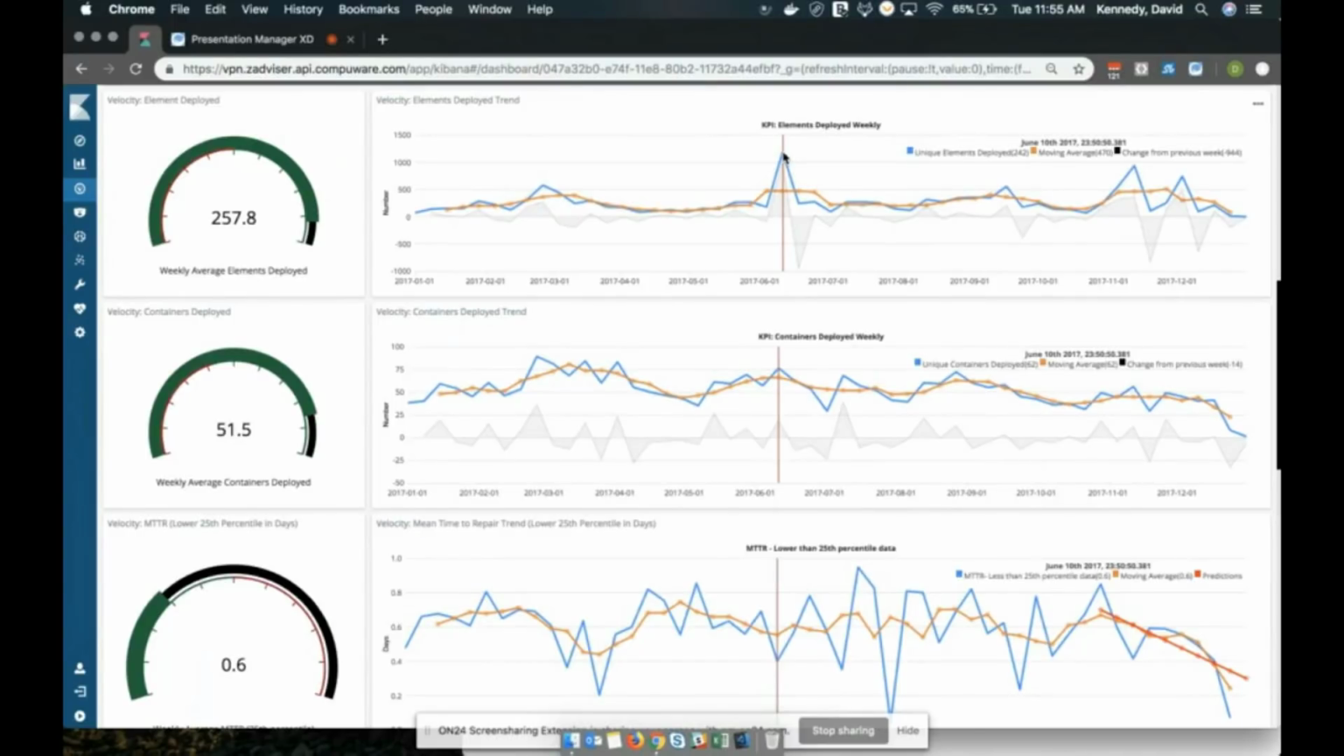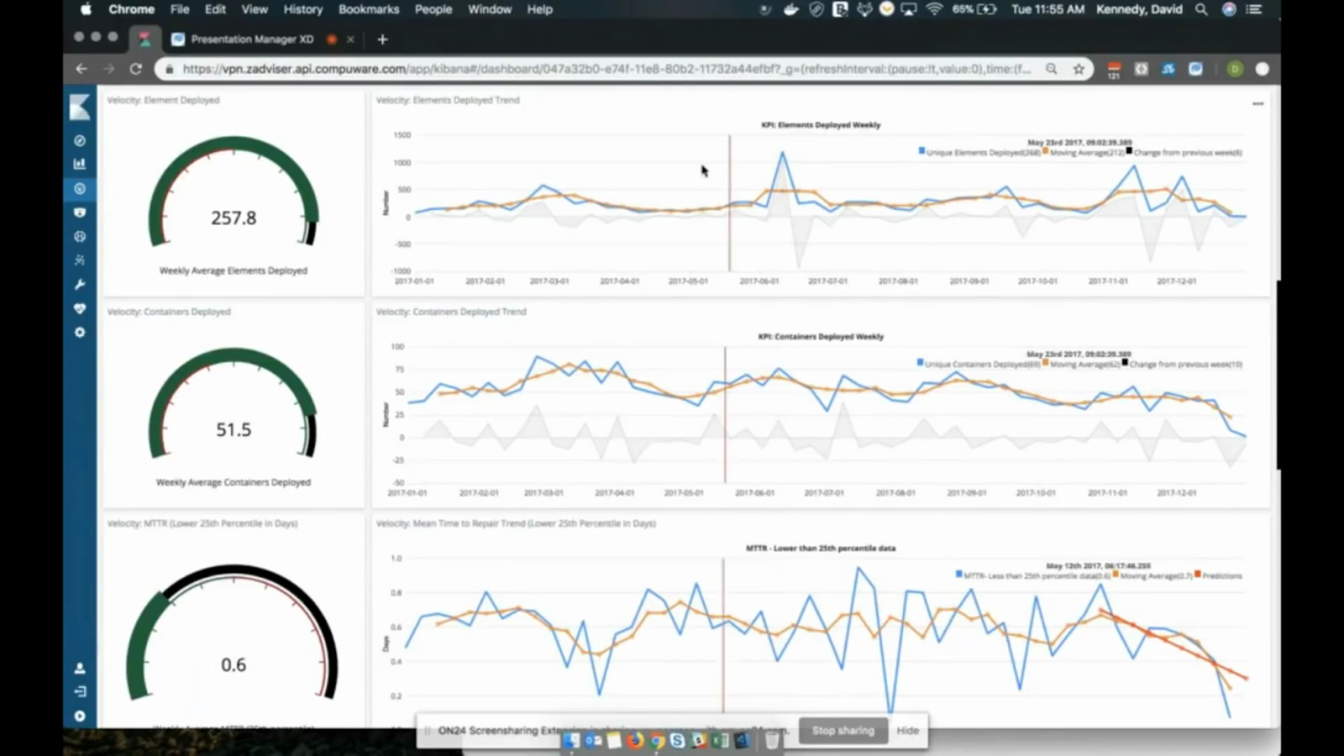So it gives us an opportunity to see that we are consistently doing work over time, and this should be fairly consistent. The number of elements or containers we deploy should be consistent sprint over sprint based on the cadence of the team, so we're able to look and see if we're going in that normal cadence.